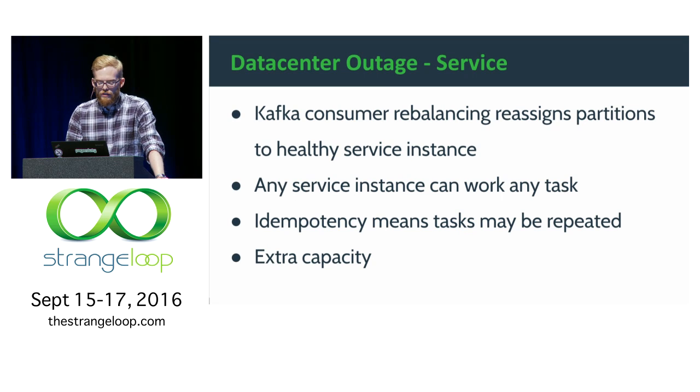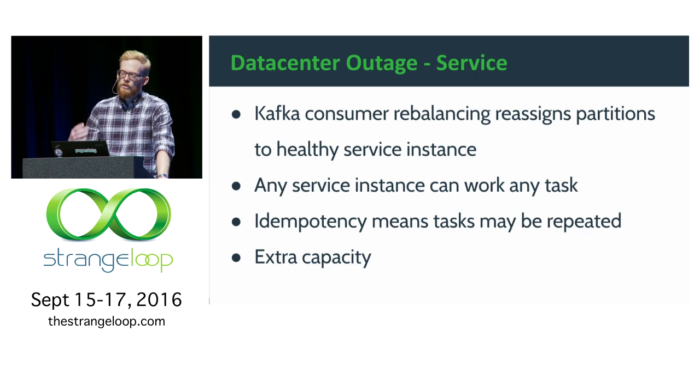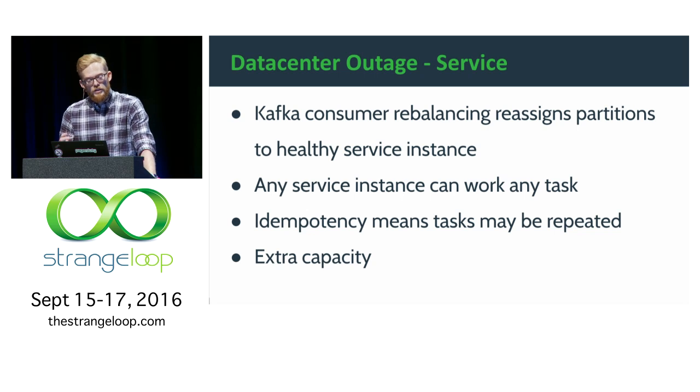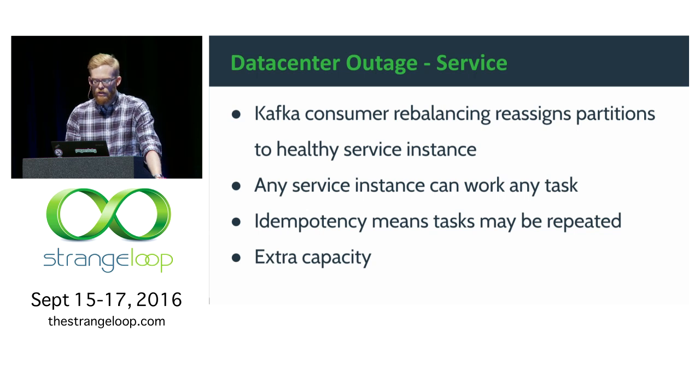So that takes care of our data persistence. Now let's talk about what happens to the service itself when a third of the nodes go down. Well, as we have seen before, Kafka will detect that those consumers are no longer healthy. It will reassign the topic partitions to the remaining healthy instances. And this works for 3 reasons. Number 1, any service instance can work any task. Number 2, the tasks are idempotent. So if a task is halfway done when the DC disappears, it can be redone by another machine without anything bad happening. And of course, we don't run our servers at max capacity. We're over-provisioned such that we can lose a third of our machines and still deal with the load.